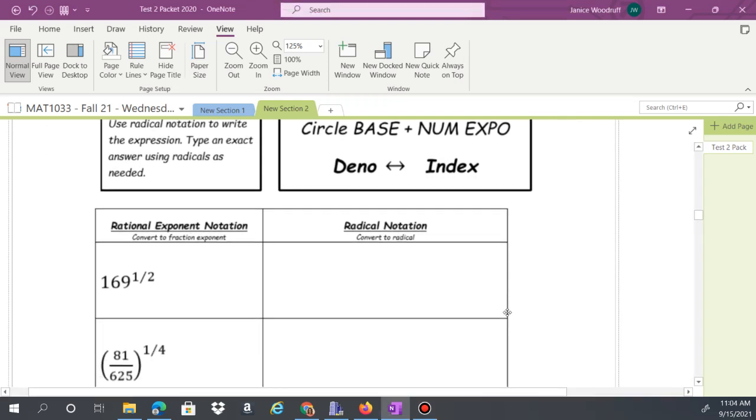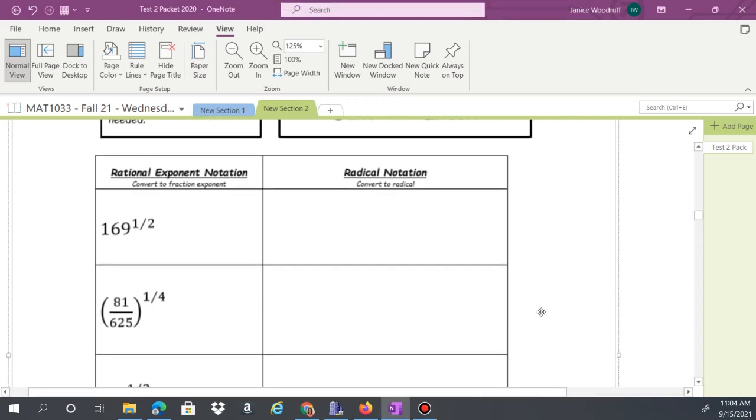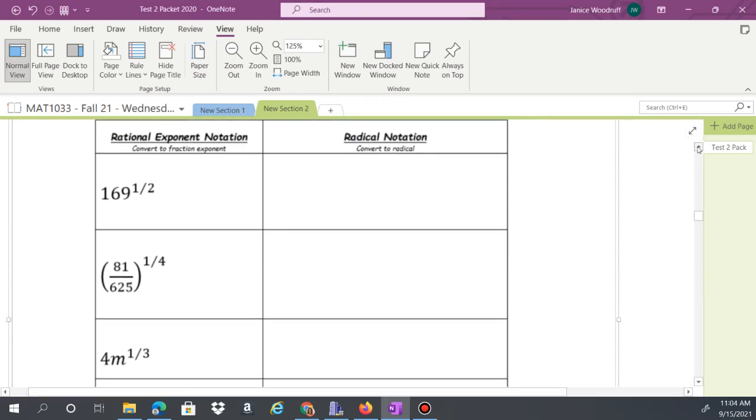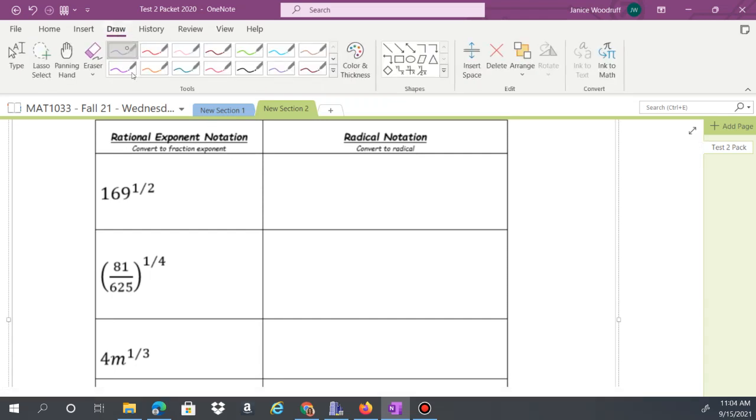Okay, so right here, this chart, what we want to do is convert our rational exponents to radical notation. So in the previous module, we talked about going from a fraction to radical notation. We use the acronym TIBO, which stands for top, inside, bottom, outside. So TIBO.